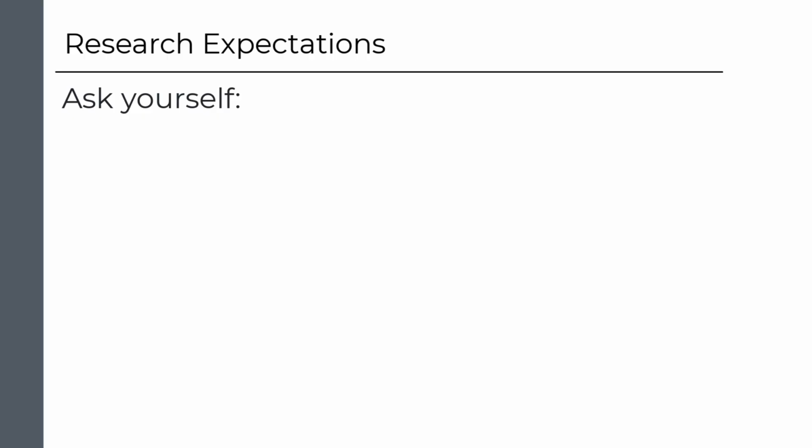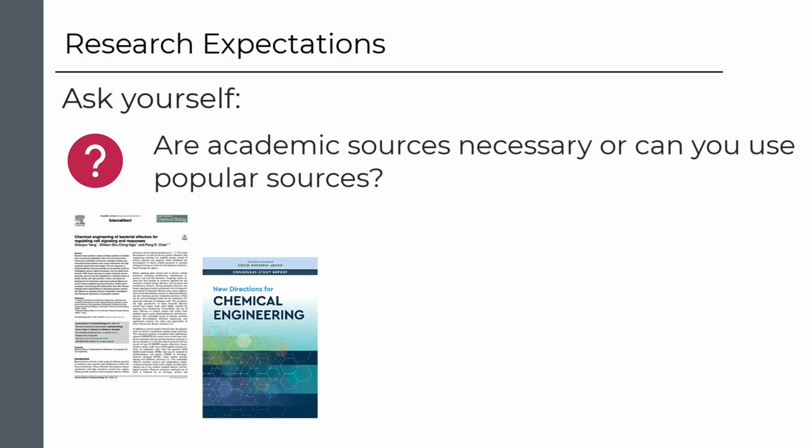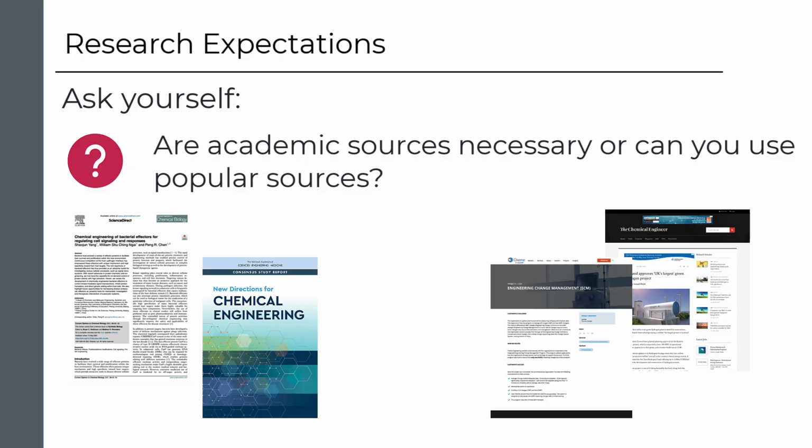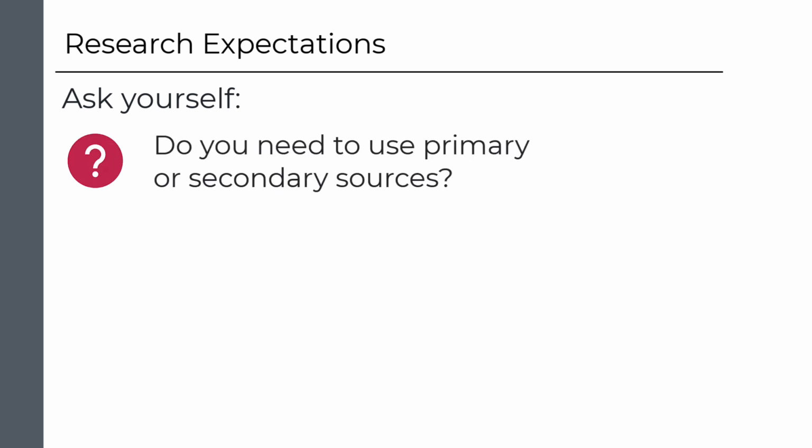Another important consideration is whether academic sources are required. If so, determine what kind of sources are acceptable. Are academic sources necessary, such as peer-reviewed journal articles and scholarly books, or can you use websites or news media? Some assignments may require primary sources, while others emphasize secondary analysis.